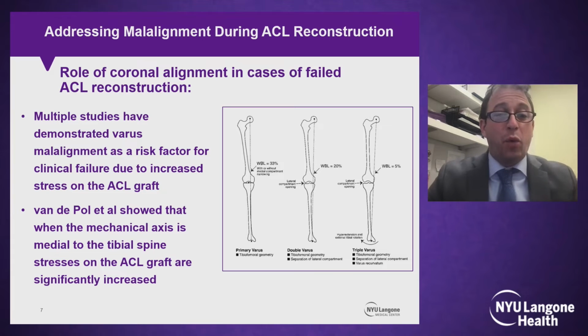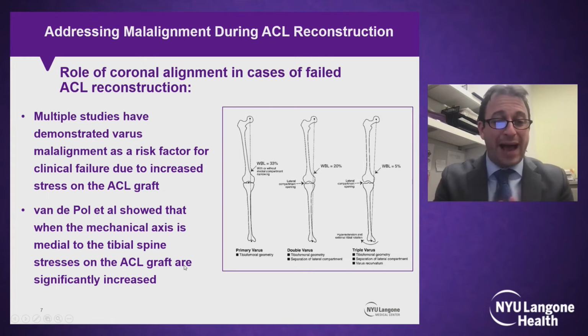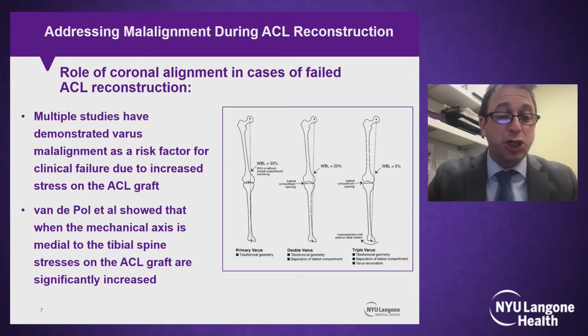That being said, we have all acknowledged that there is a role of coronal malalignment in cases of failed ACL reconstructions. There have been multiple studies demonstrating that varus malalignment is an independent risk factor for clinical failure due to increased stresses on the ACL graft. Van de Poel showed that when the mechanical axis is anywhere medial to the tibial spine, stresses on the ACL graft are significantly increased.